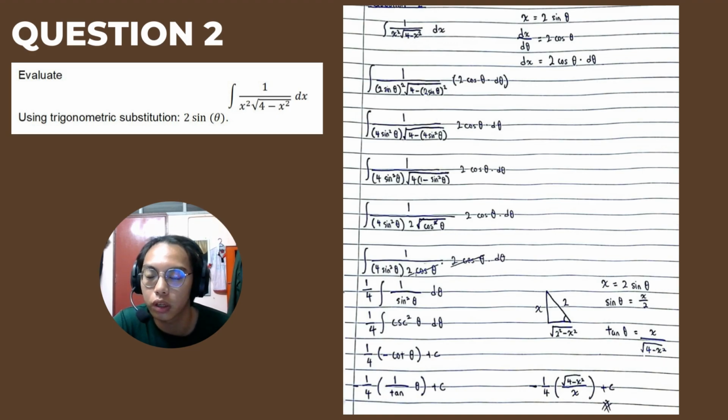We know that 1 over sine square theta is also equal to cosecant square. So we change that instead. Then integrate cosecant square so that we get negative cotangent theta. And we know that it is also equal to 1 over tangent theta. Then lastly, we have to substitute back x into the equation by using the triangle method, which we get 1 over tan theta is equal to square root of 4 minus x squared over x. And then we substitute back into the equation and we get the final answer is equal to negative 1 over 4 bracket square root 4 minus x squared over x plus c.